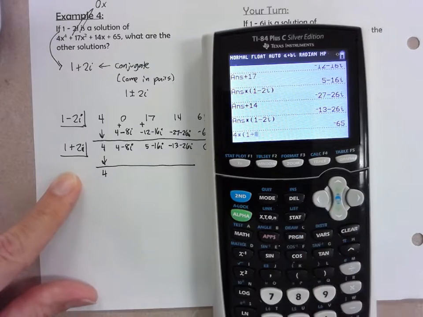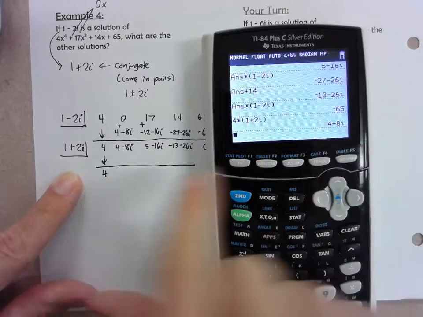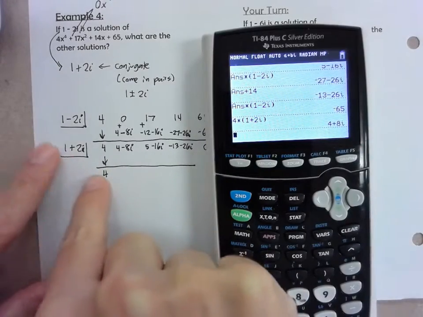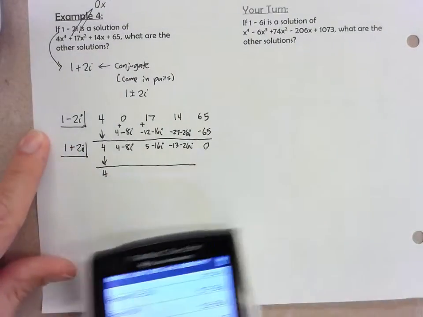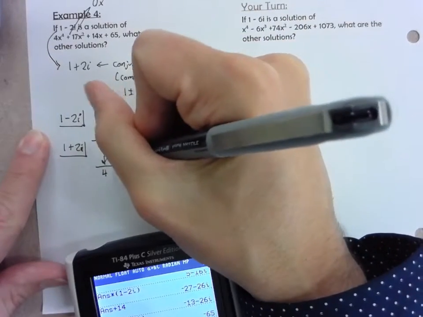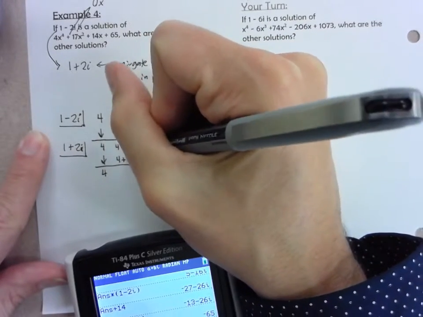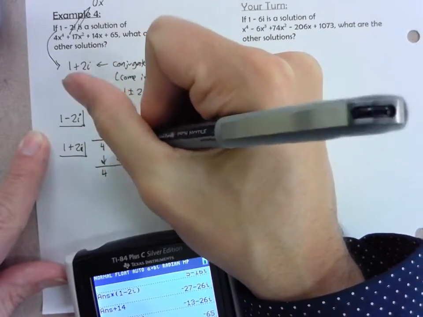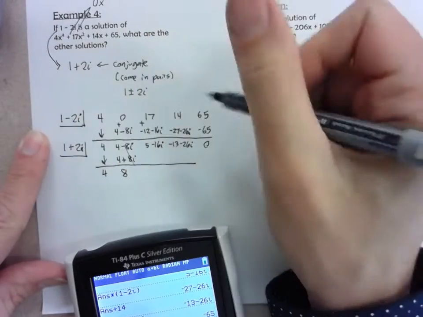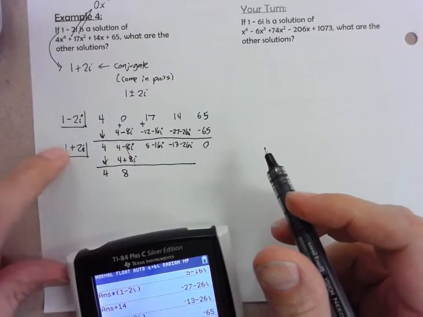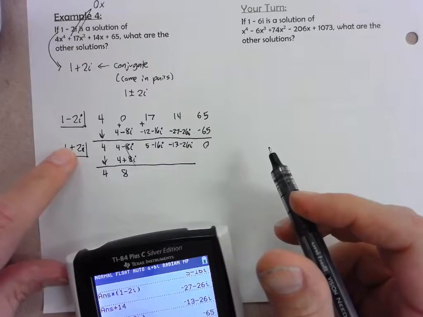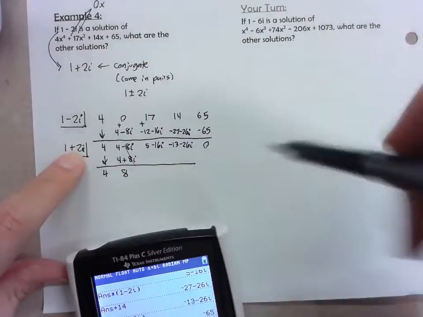Oops, that's supposed to be a plus. Of course, that's 4 plus 8i, and you should probably know that that just distributes 4 and 2i is 8i. But the nice thing about this is you'll notice the i's will cancel, so that's just going to give you 4 and 4, which is 8. And if you do 8 times 1 plus 2i, well, that's 8 plus 16i.